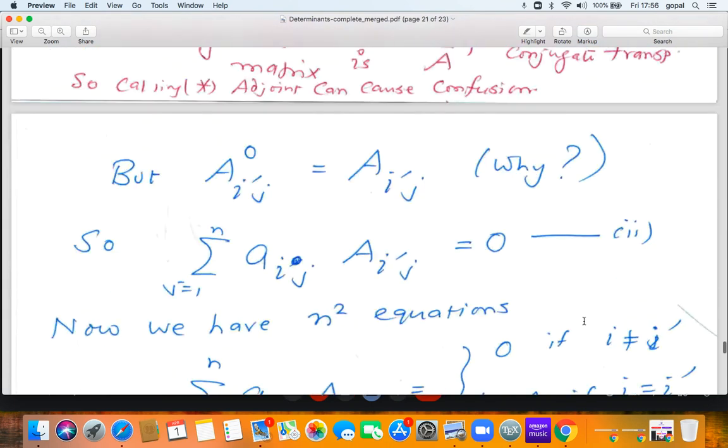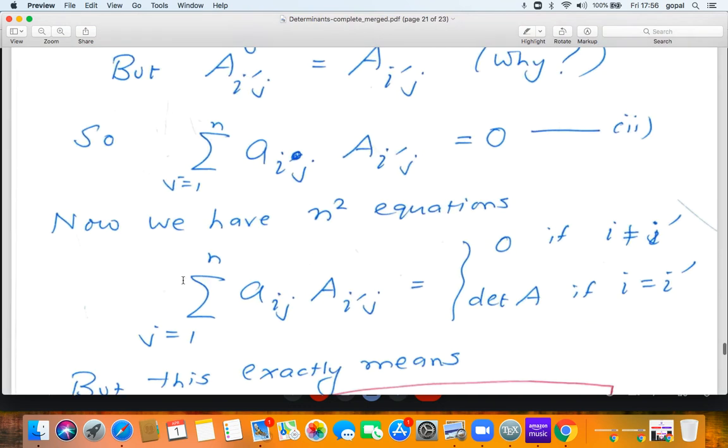Let us put them together. So let us combine them. Summation Aij capital A i prime j: if i and i prime are different, I'm going to get 0. If i and i prime are equal, it's going to be the determinant of A. The two equations can be written together, right? And how many equations are there? This i is free and i prime is free to vary from 1 to n. So there are n squared equations.